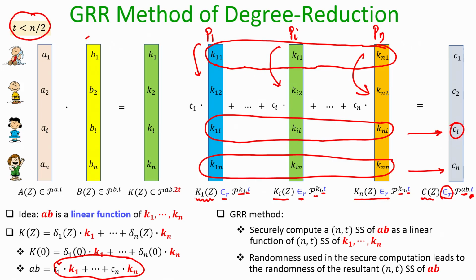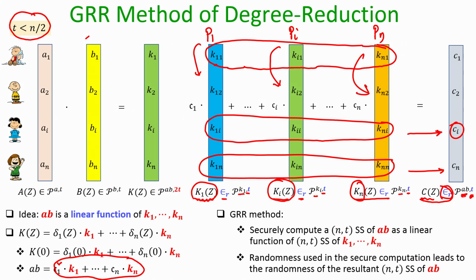Why so? Because each of these polynomials k1, k2, ki, kn, which are picked in the individual instances of Shamir secret sharing, are random polynomials, of course, except the constant coefficients. So, k1 has all its coefficients randomly chosen except the constant coefficient, ki has all its coefficients randomly chosen, kn has all its coefficients randomly chosen, and if you take a linear combination of these random polynomials, you obtain a random polynomial whose coefficients will be random, of course, except the constant coefficient.